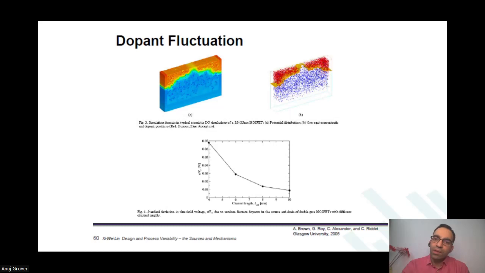Now what happens? Let us say you scale down the technology and you expected 20. So this was your gate region.